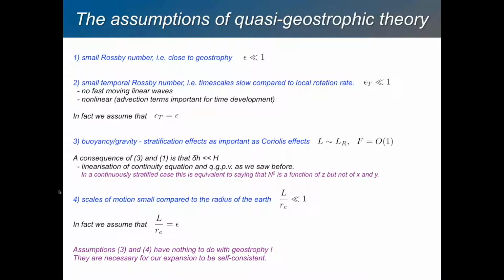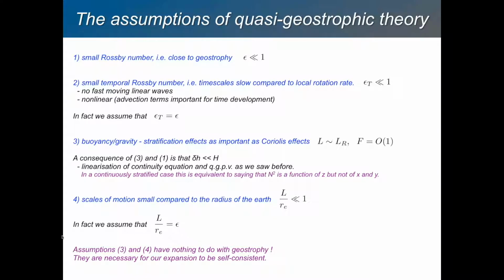Right? So I make a few references to the continuously stratified case, but we're going to stay in the shallow water framework. Assumption number 4, scales of motion are small compared to the radius of the Earth. Right? So L over the radius of the Earth is much less than 1. In fact, we're going to assume that it's the same as the Rossby number. So we just have one small parameter here, epsilon.